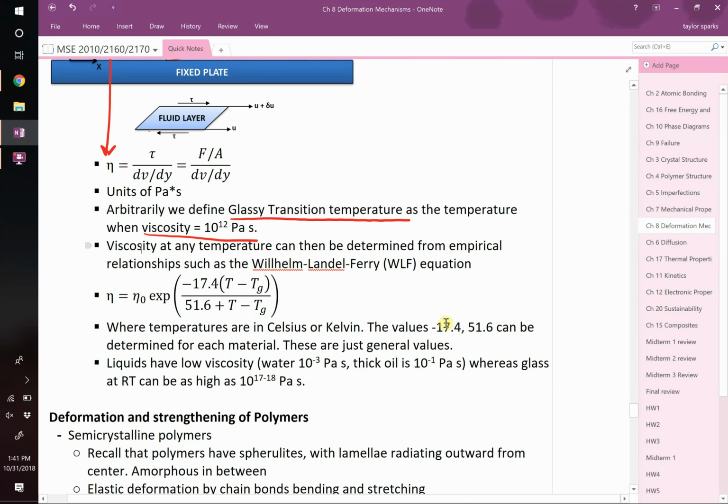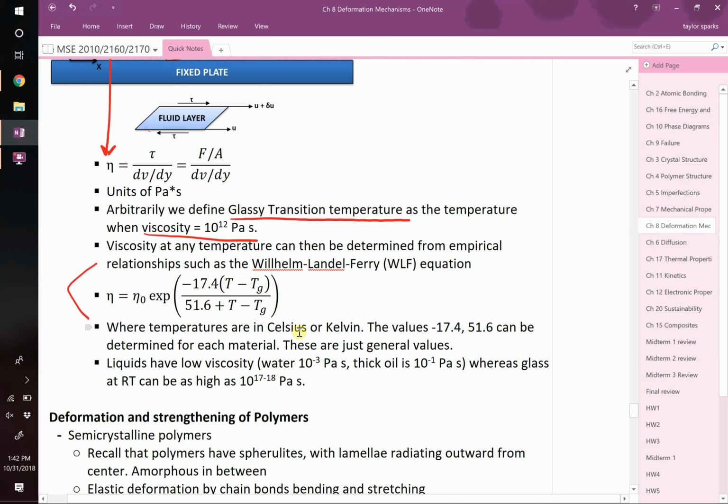We have a pretty cool expression. It's an empirical relationship, and it helps us calculate the viscosity at any temperature. It's right here. So it's this eta is equal to eta naught, multiplied by the exponential of what's inside of here, negative 17.4 times the difference between the temperature you're at and your glassy transition temperature, right? You can do this in Celsius or Kelvin. Since it's a difference in temperature, you'll get the same number.